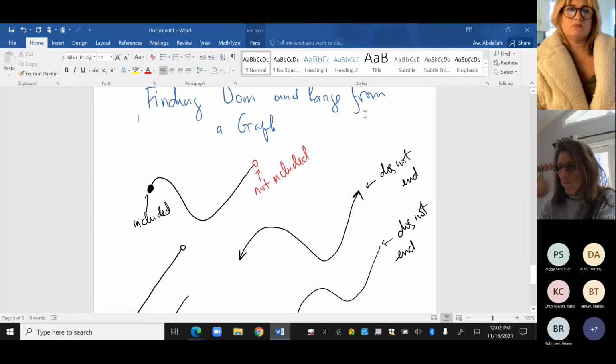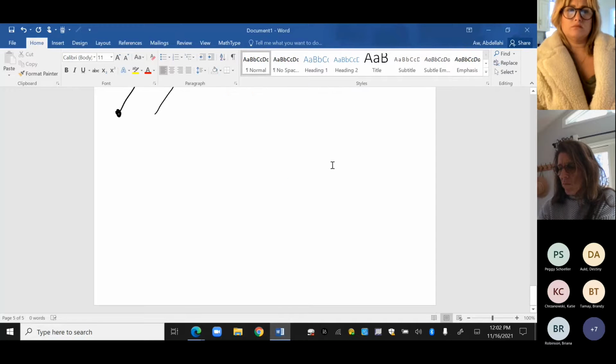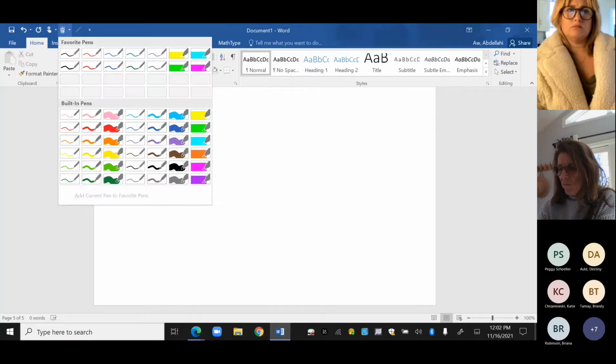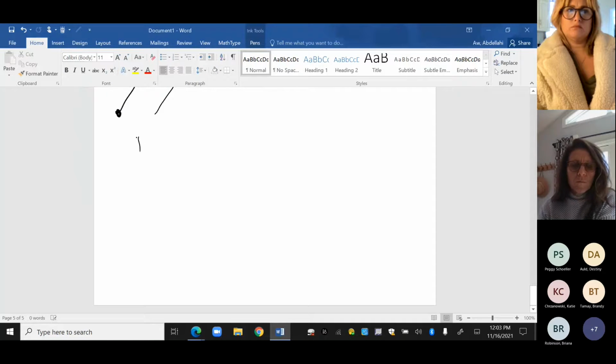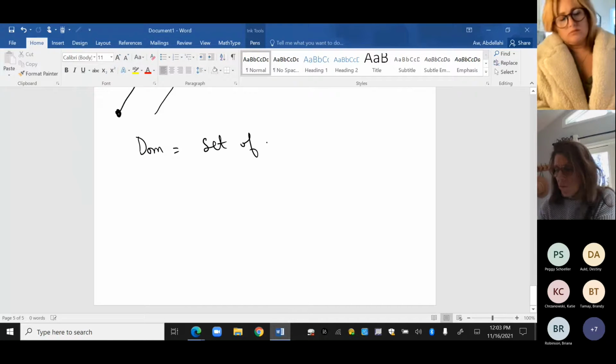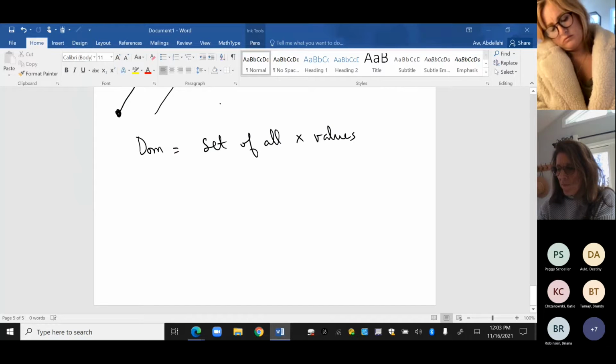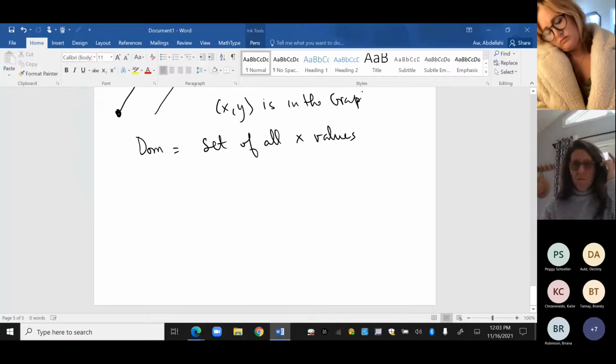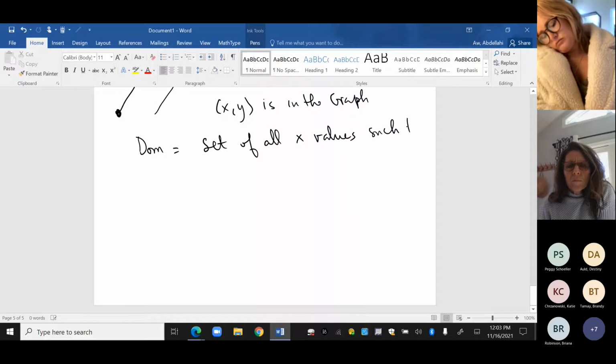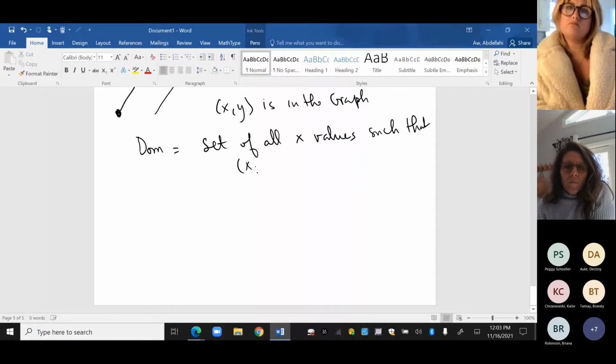All right, so now that we know that, we're going to see how to read the domain and the range from a graph. What is the domain? The domain is the set of all x values such that (x, y) is in the graph.